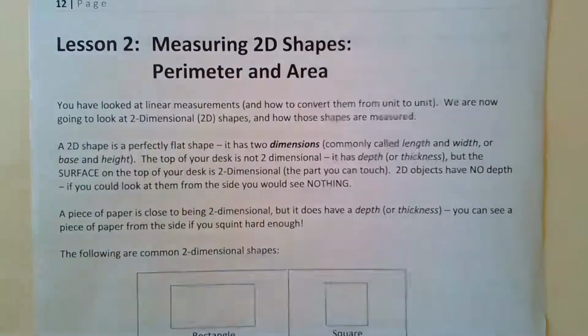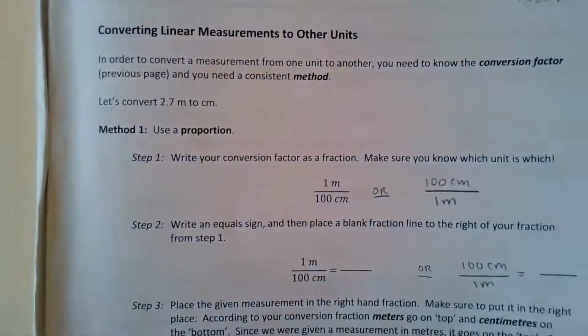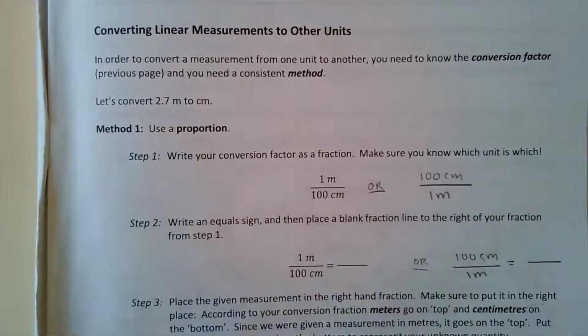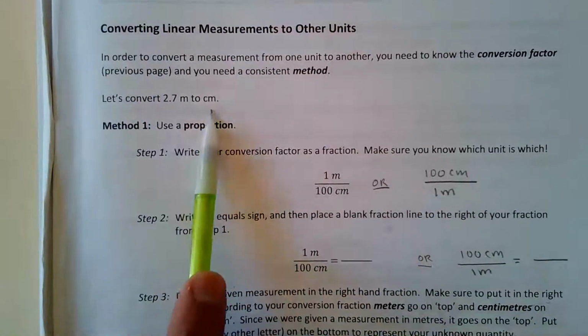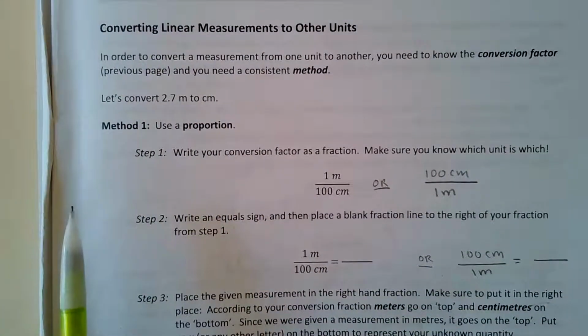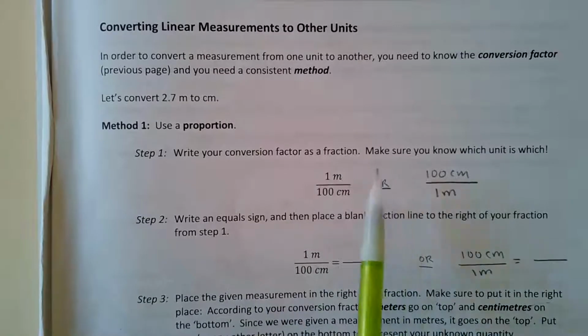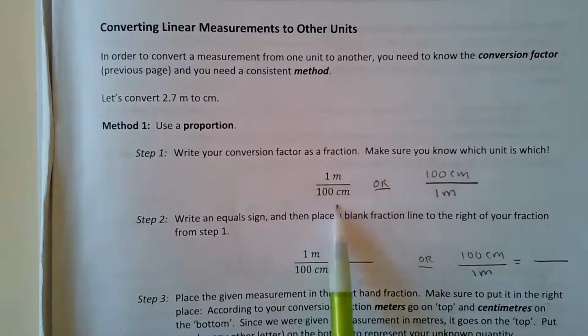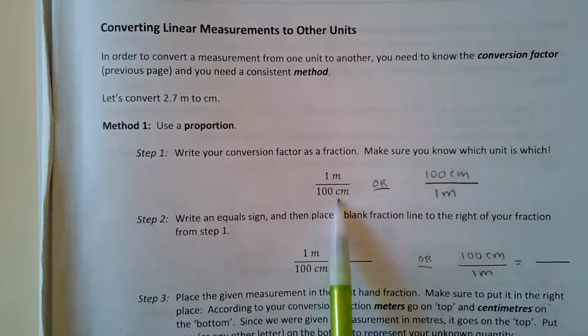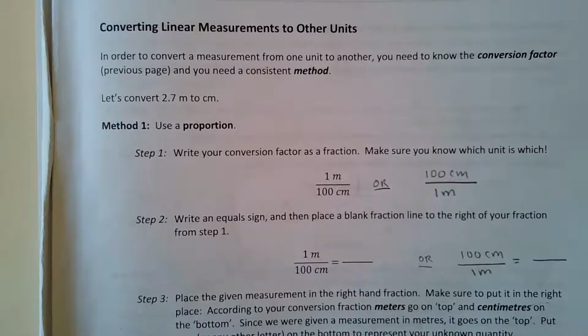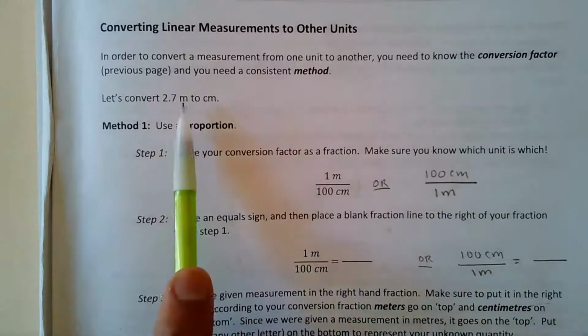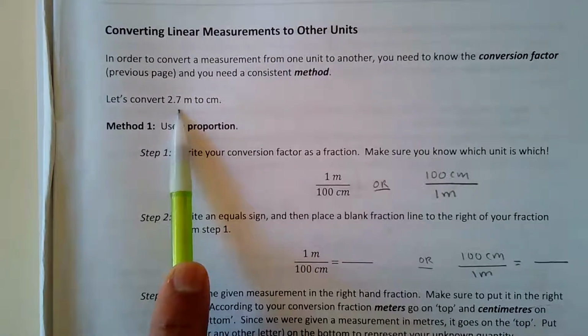So, in the previous lesson, we looked at converting 2.7 meters to centimeters. And we use a standard conversion factor, 1 meter equals 100 centimeters, to determine how many centimeters are in 2.7 meters.